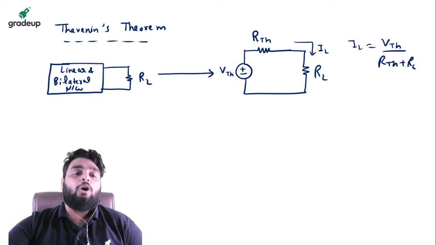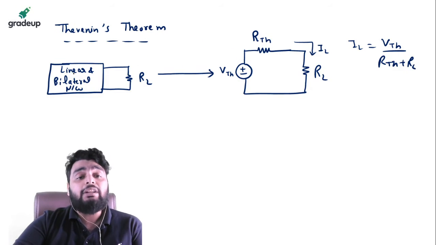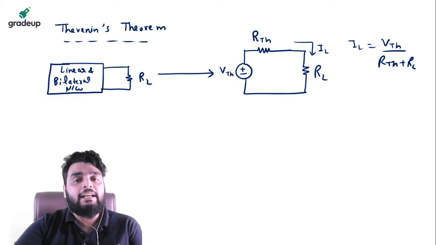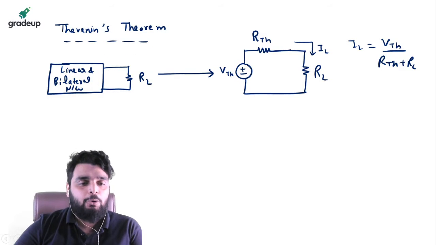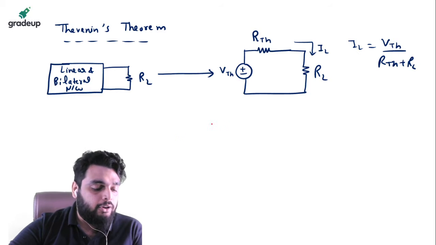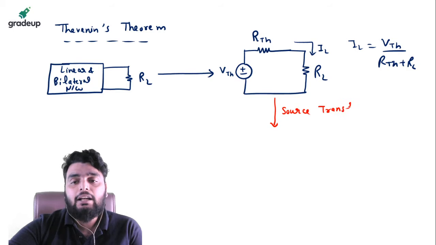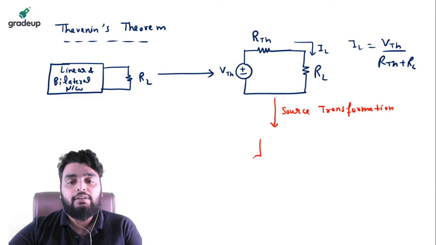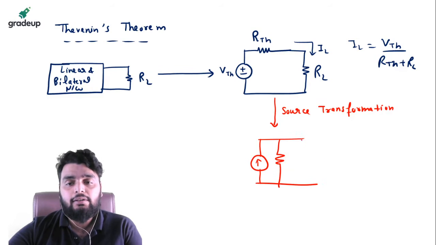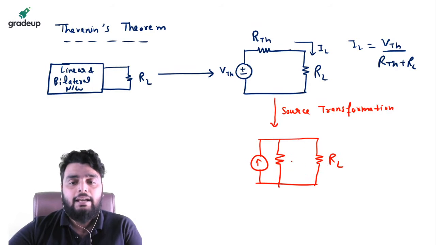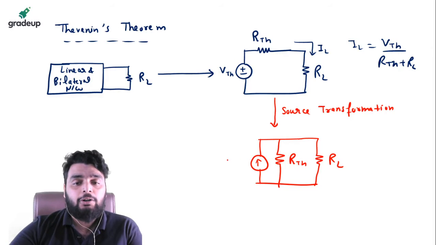Otherwise, if you don't convert using Thevenin's theorem, then you need to calculate the current again and again from the complex network. Now see one beautiful concept here. If I apply source transformation here, see beta, what is going to change? This voltage source can change into a current source like this. This becomes RTH, and this becomes VTH divided by RTH, the magnitude of current.